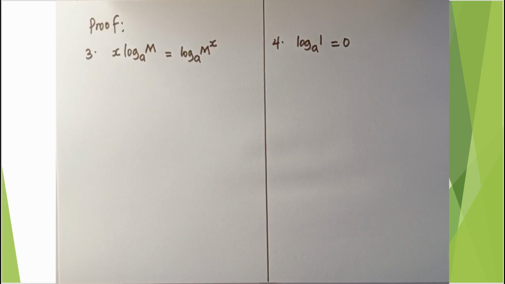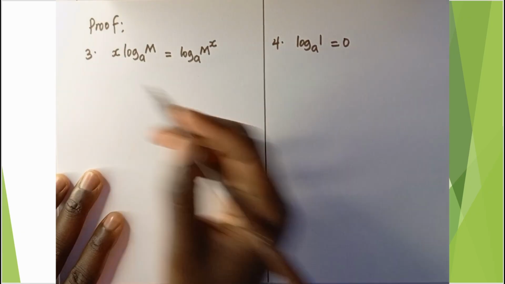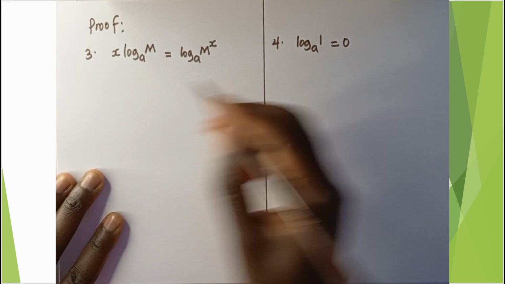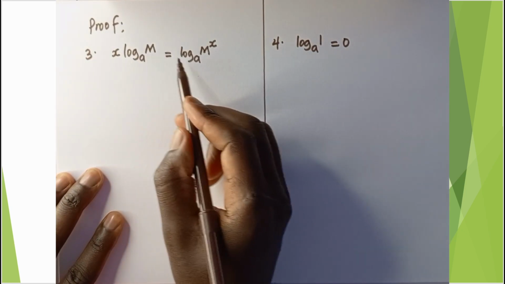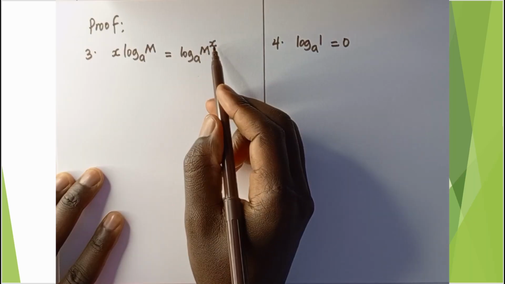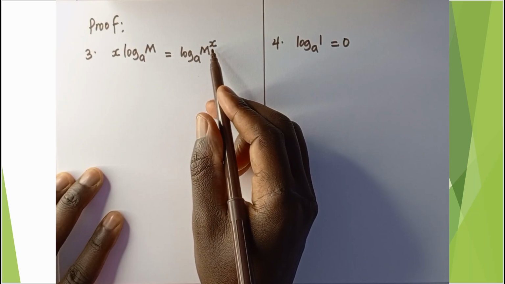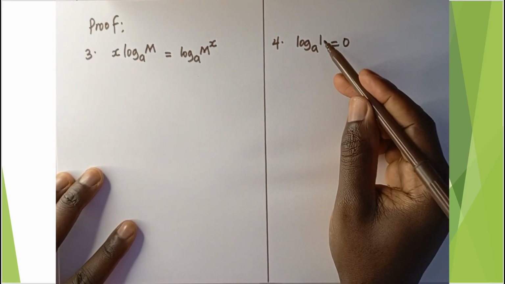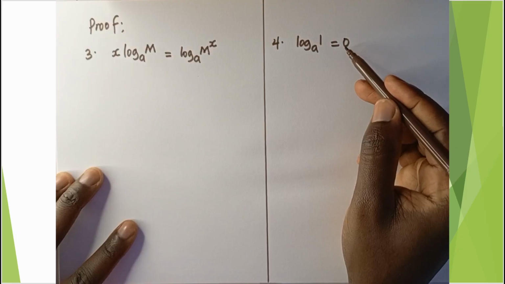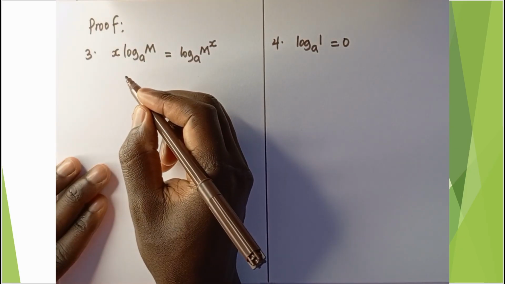In this video, we are going to prove two laws, the third and the fourth. Now, the third says that x times log base a of m is the same as log base a of m to the power x. And the fourth one is log base a of 1 is equal to 0. So let us begin with the third one.